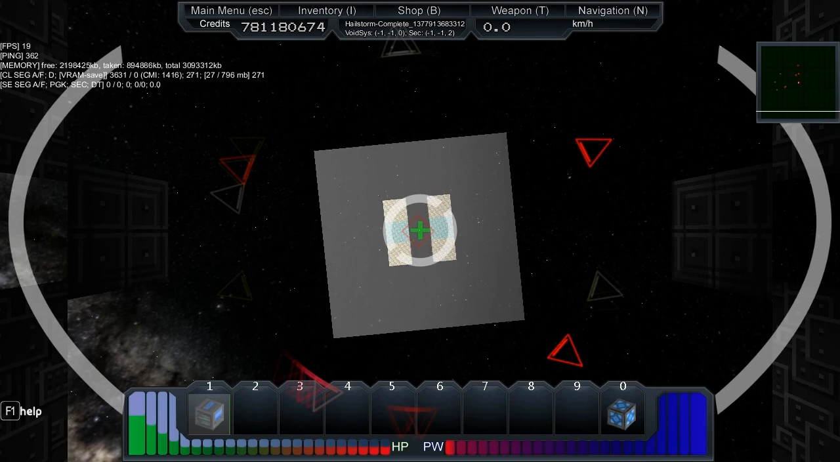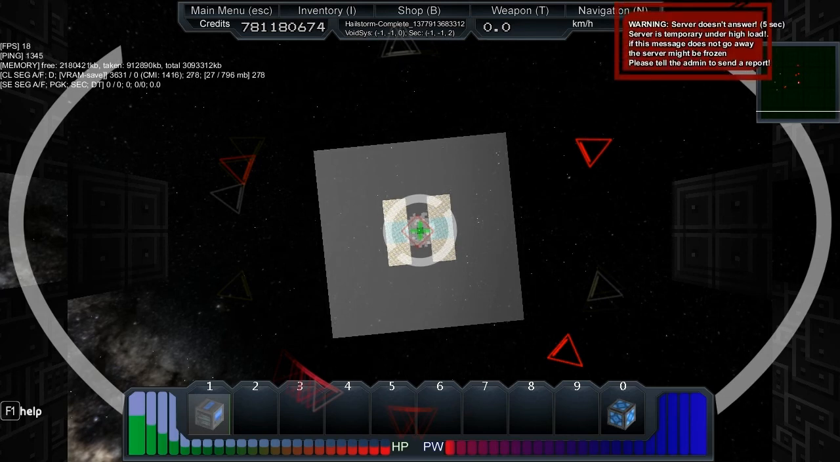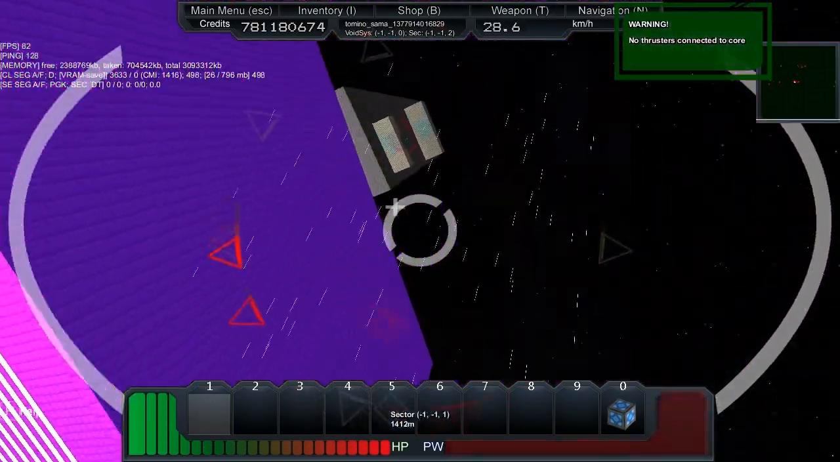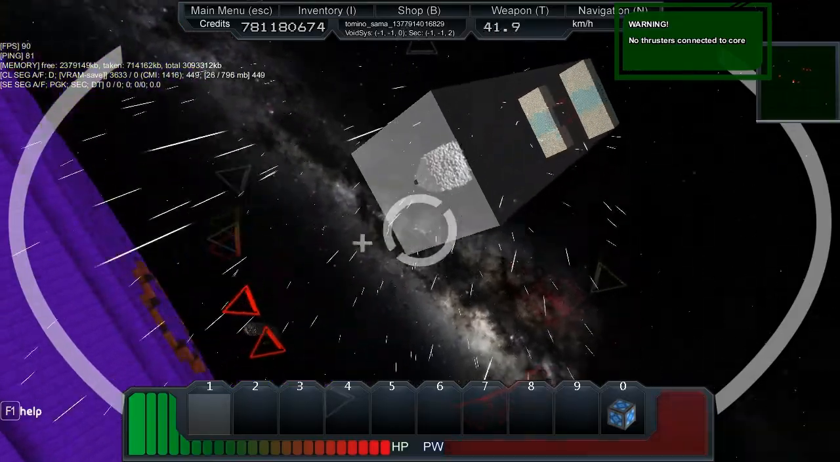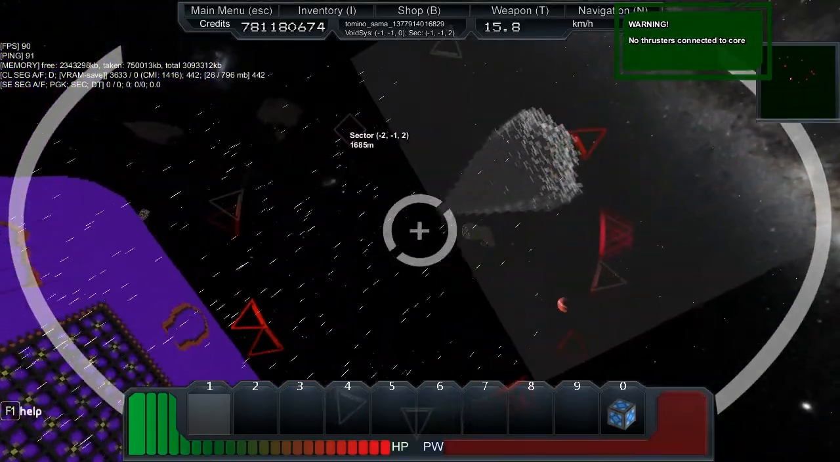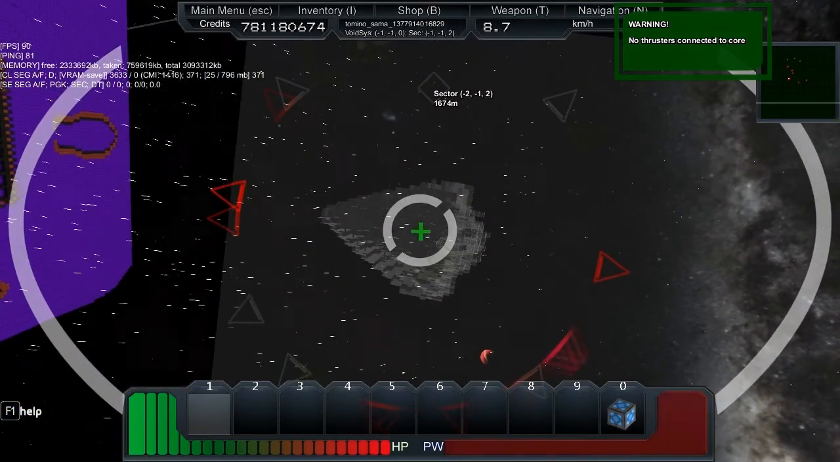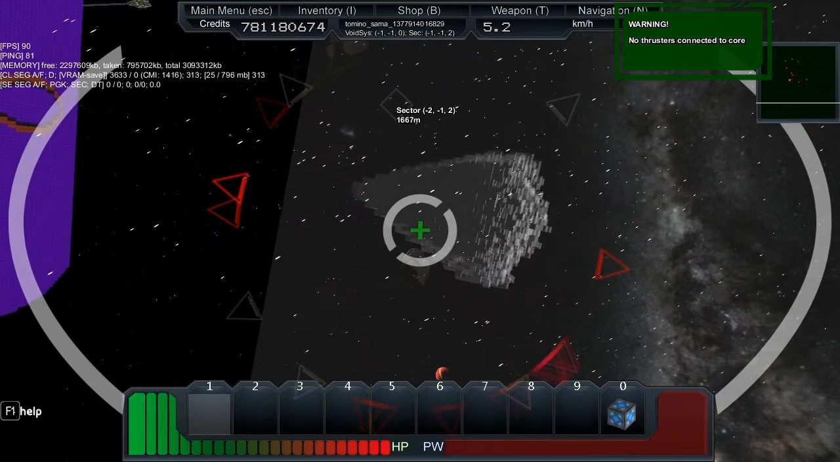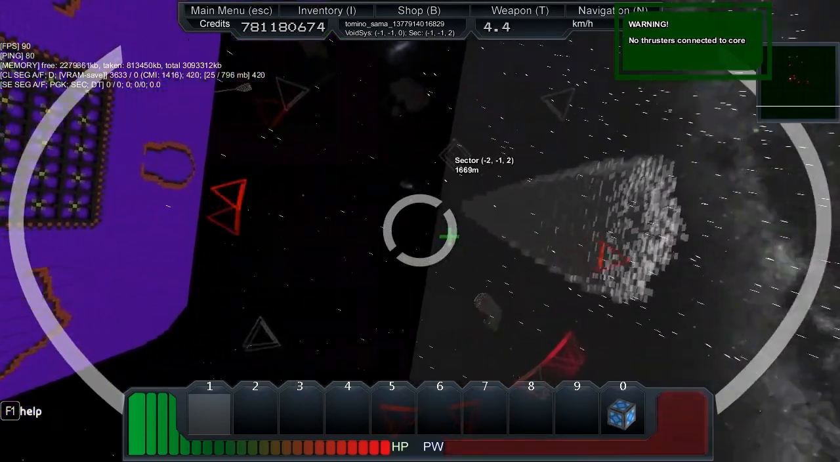And then I'm going to get out and fly around and see what's happened. It destroyed a lot of blocks. Let's have a look. Oh, that's interesting. Oh, wow, look at the pattern, though. Wow, man. It's like a shotgun. It is. It's a perfect space shotgun.